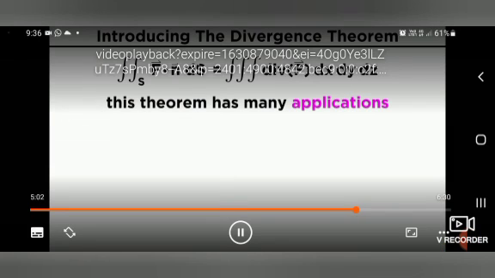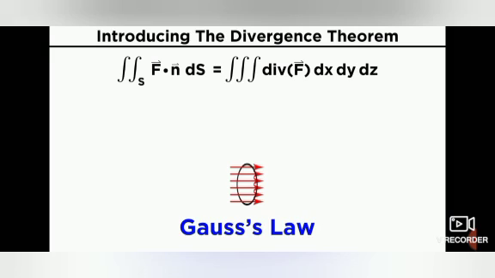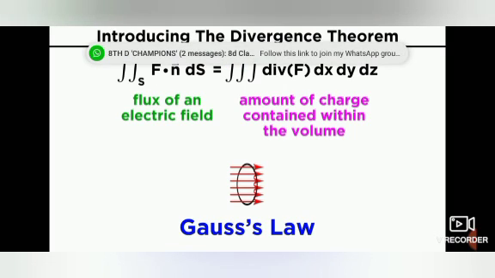This theorem is also applicable to Gauss law. In a closed surface, the flux of an electric field, the surface integral of D dot n cap dS, is equal to the amount of charge contained within the volume, that is the volume integral of rho v dV.